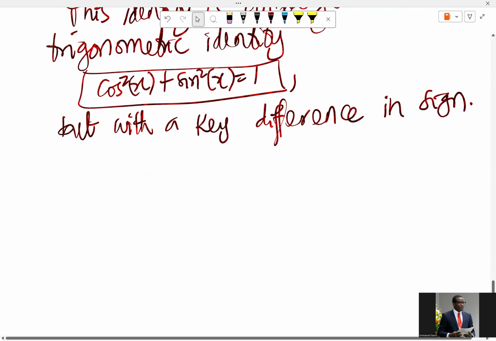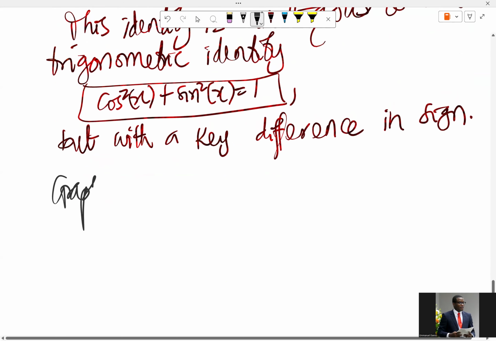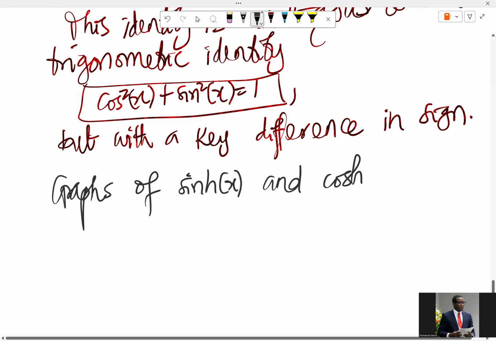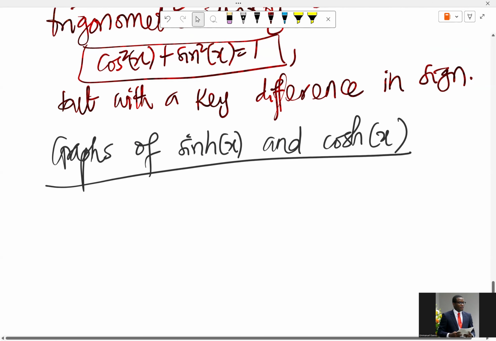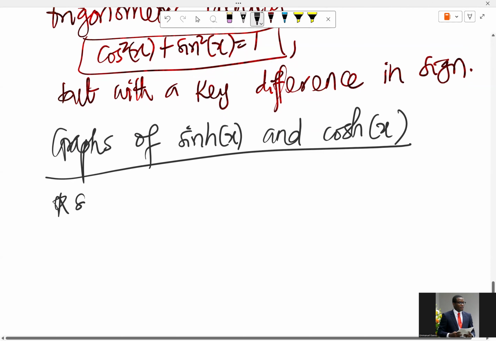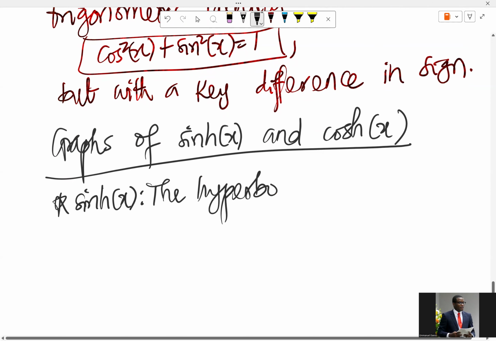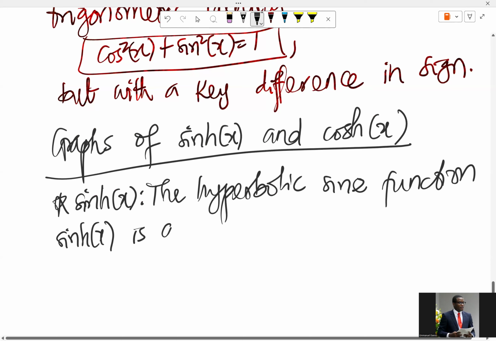Graphs of sinh x and cosh x. First of all, talking about sinh x, the hyperbolic sine function, which is sinh x, is an odd function.